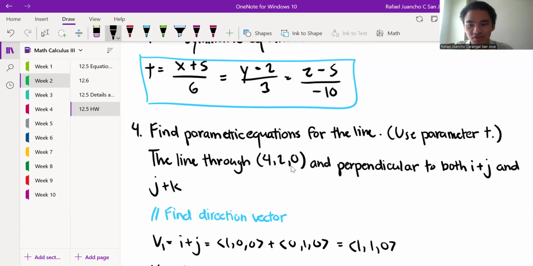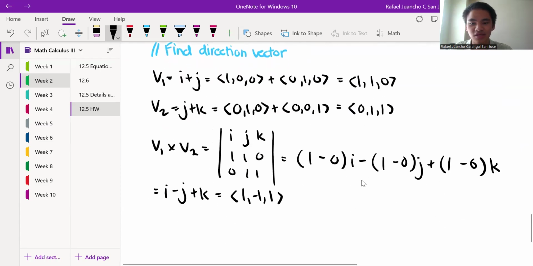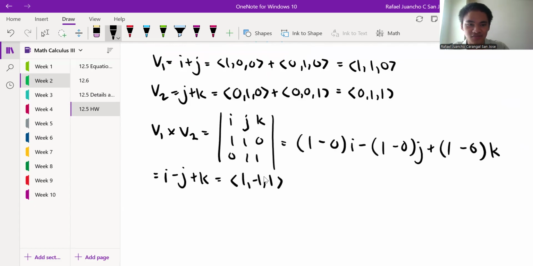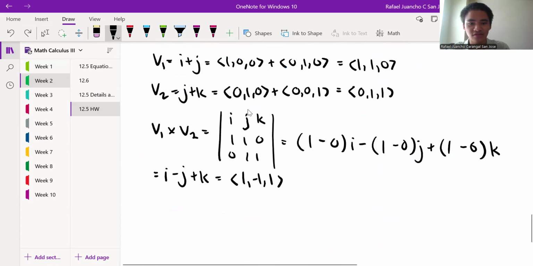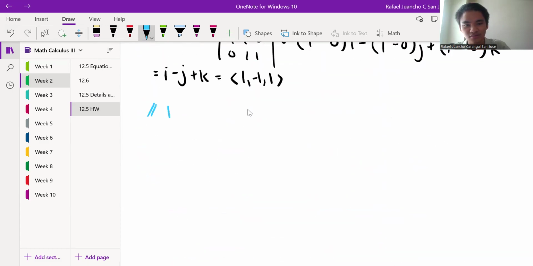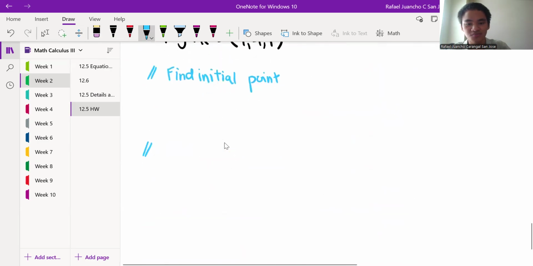Okay, so find our vector. We want to add these two up. We get (1, 1, 0), and then j plus k, and then we get their cross product. And now we get this vector. So that's our direction vector, right? And then from there, we just continue on with the steps, right? So we find our initial point. We'll just list down the steps. So we find our initial point, and then we find our parametric equations.